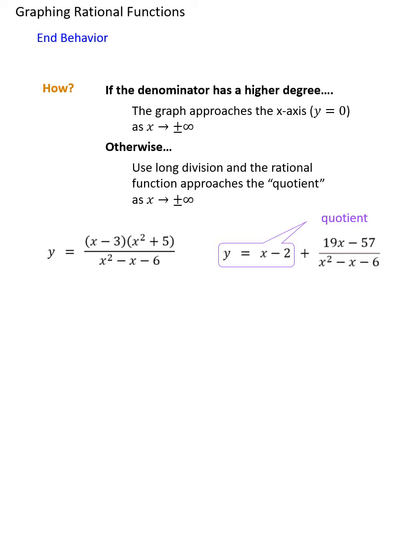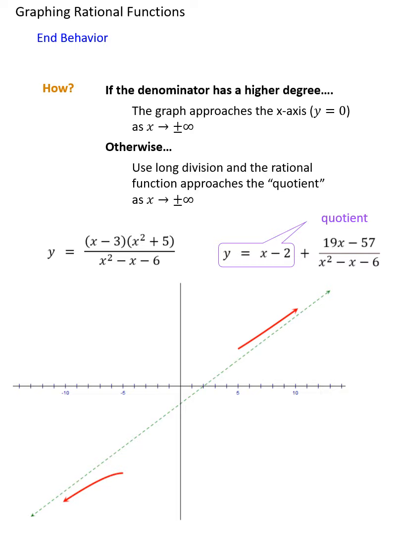And it turns out that that quotient is the line that guides the end behavior. You'll notice that I've graphed the line y equals x minus 2 here, and if you look at what's shown in red, you can see that the graph of this function is actually approaching that line on the far right and also approaching that line on the far left. Now there's more parts of this graph in the middle that I didn't show. This is not the entire graph, but I've shown the end behavior of the graph and how it was dictated by the long division and the quotient of the long division that we did.